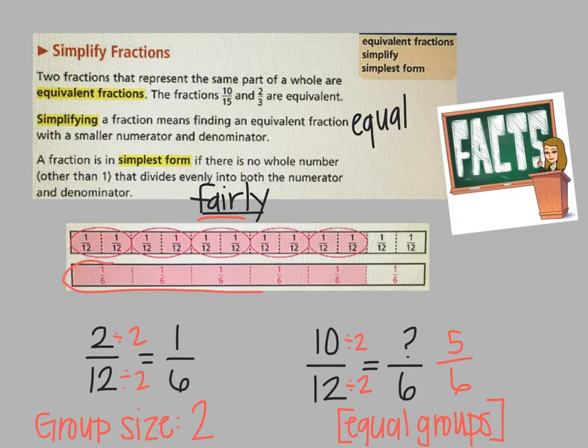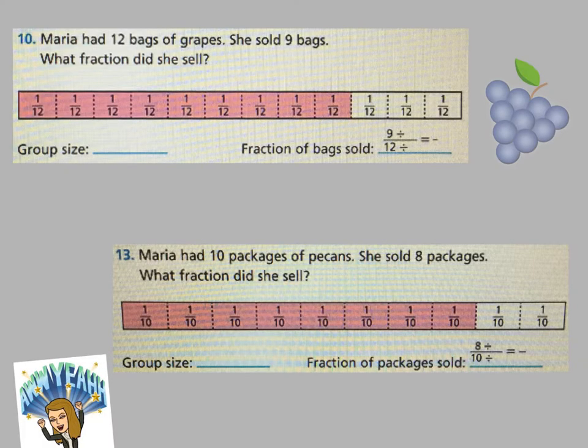Notice that you can see that on our fraction bars here. 5/6 is equal to 10 of these twelfths. Now we'll practice with some more example problems. This one says, Maria had 12 bags of grapes. She sold 9 bags. What fraction did she sell?